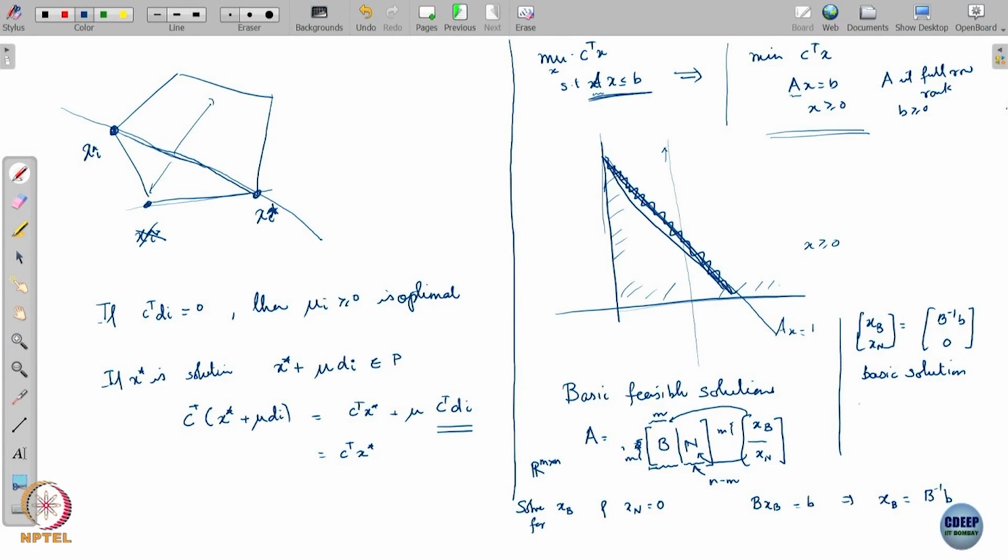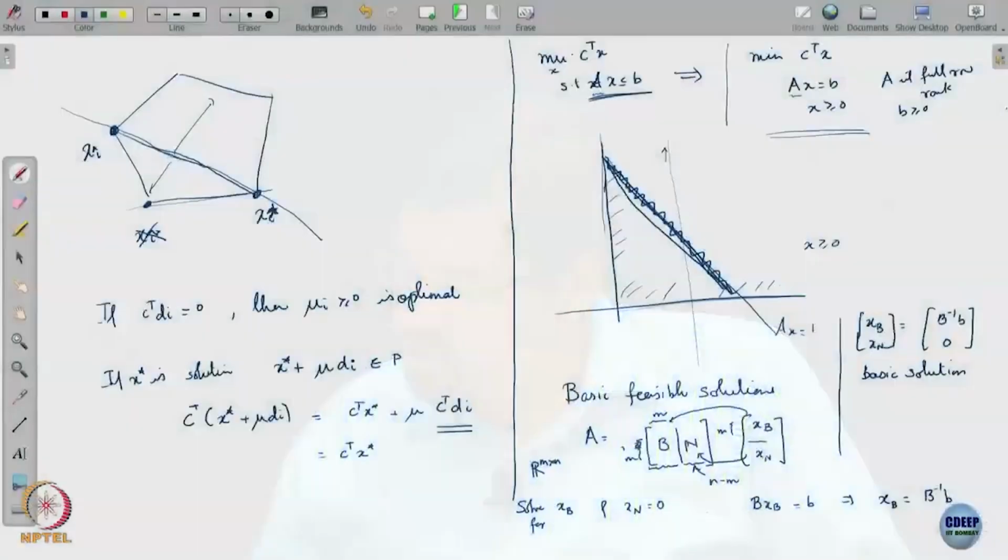A basic solution is a point like this. So, what you need to do is look for columns of A that are linearly independent. You should be able to find m of them. So, take m of these linearly independent columns, solve for the x's corresponding to those columns and put all the remaining x's as 0. That will give you a vector like this, B inverse b comma 0.